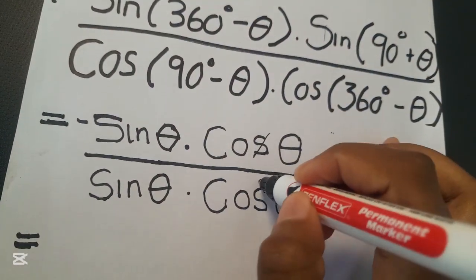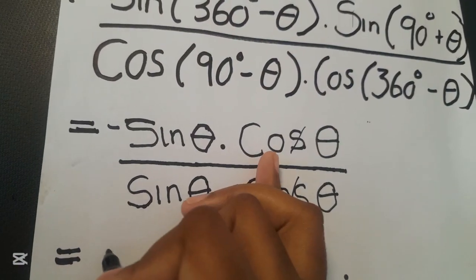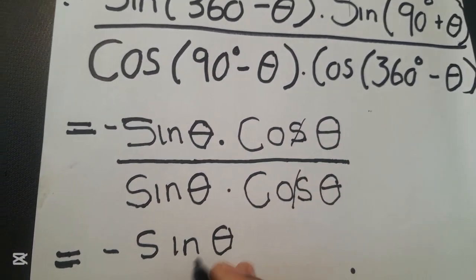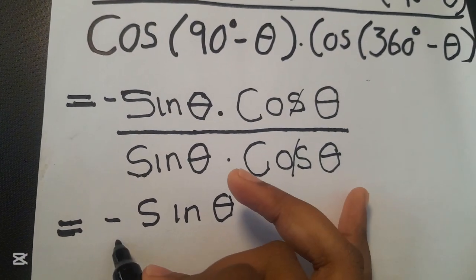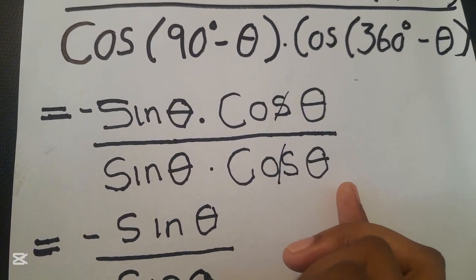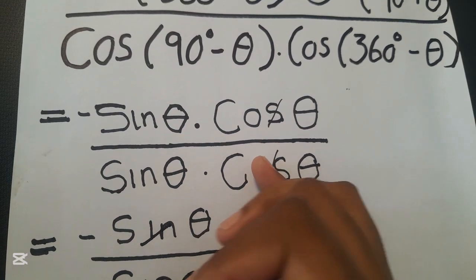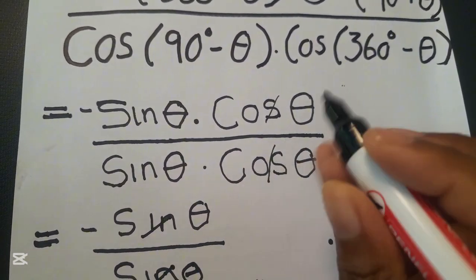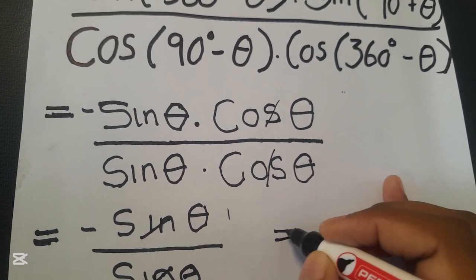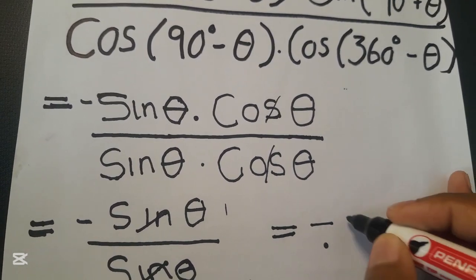From here we can just apply general mathematics. The cos theta terms are going to cancel out, and we're going to be left with negative sine theta over sine theta. These two are going to cancel out, and we are going to be left with 1. So the final answer is negative 1.